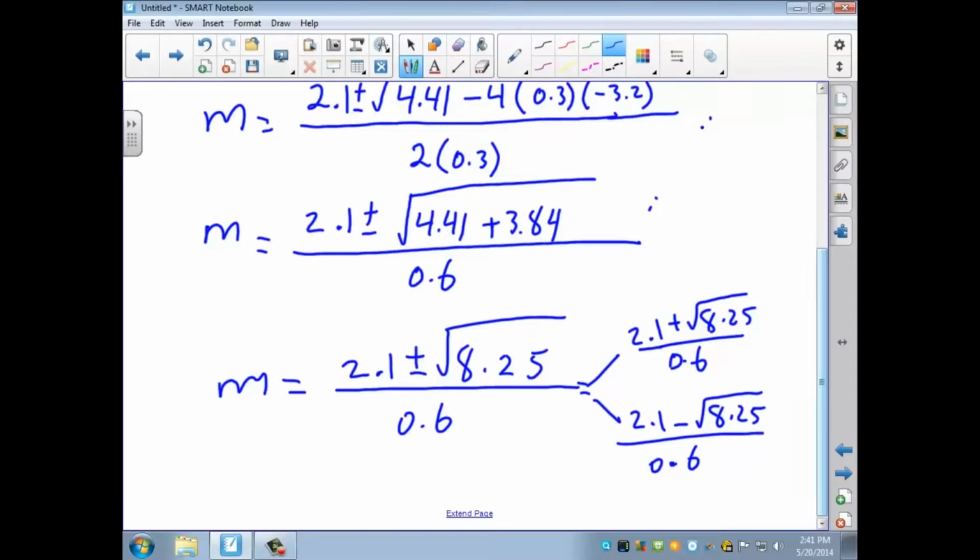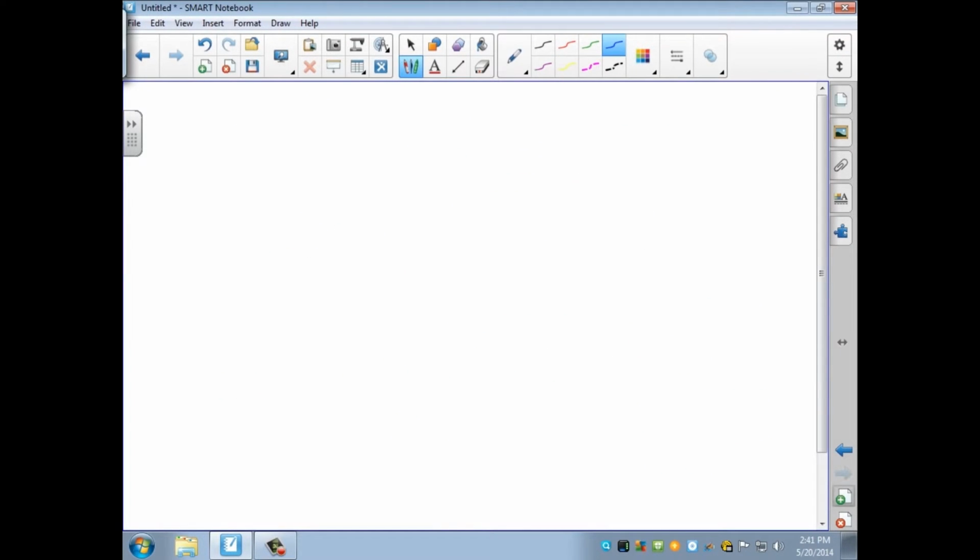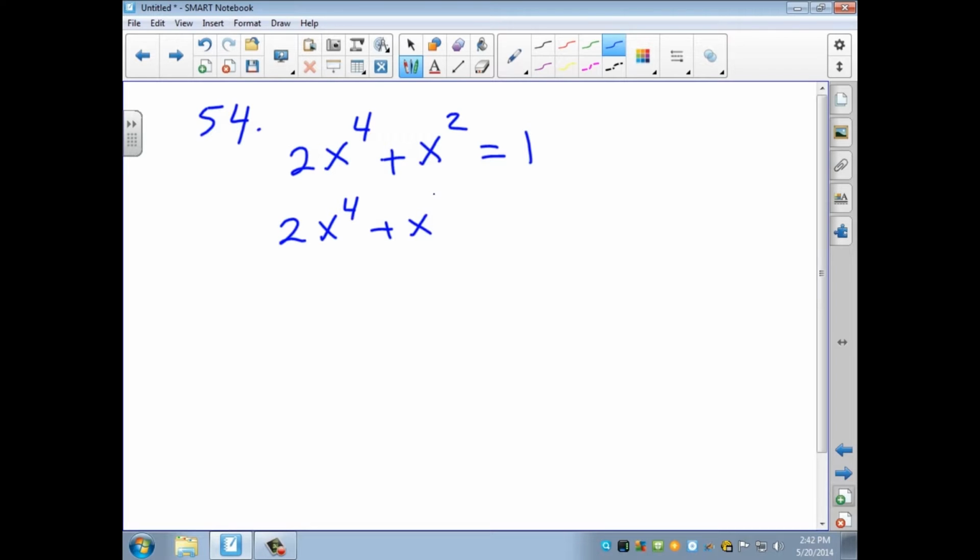Now this would be an interesting problem, a little bit different. Number 54, it has 2h to the fourth plus h squared equal to 1. Okay, what we can do is bring the 1 to the other side. Therefore you would have 2h to the fourth plus h squared minus 1 equal 0.